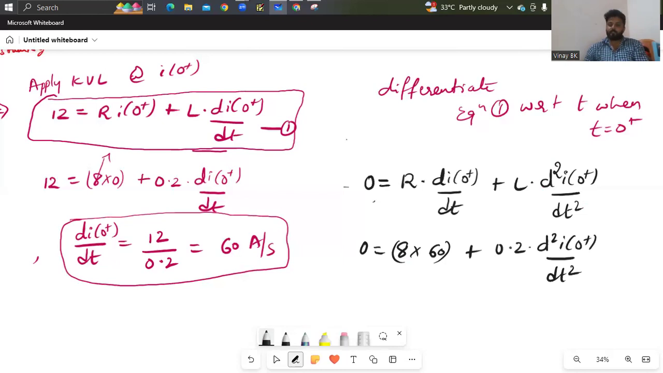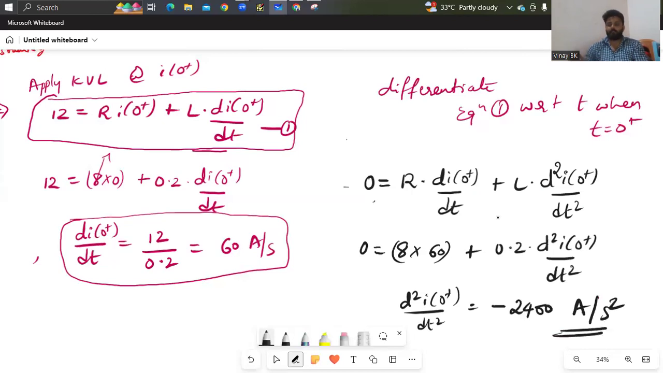So you can get d square I of 0 plus divided by dt square equals 8 into 60 minus 8 into 60 divided by 0.2. 8 into 60 is 480, divided by 0.2. You can get 2400. If you are sending it to the left side, it becomes minus. So that is minus 2400, and the unit is ampere per second square.